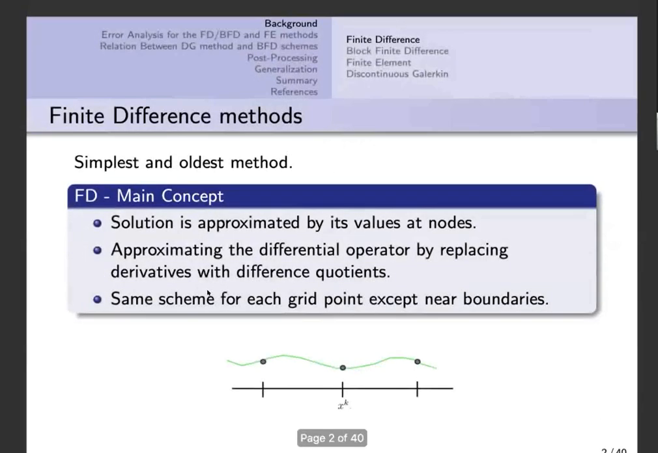So first of all, a little background regarding the difference methods that will be involved in this work. The finite difference method is the simplest and oldest method, very standard. The main concept is that the solution is approximated by its values at nodes. We are approximating the differential operator by replacing derivatives with difference quotients. And in the standard method, the same scheme for each grid point is used except near boundaries.